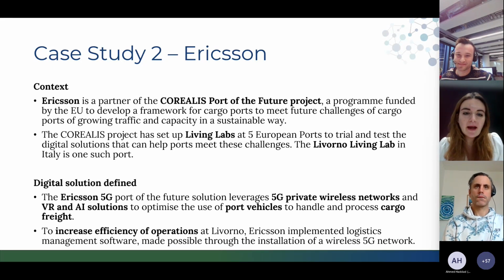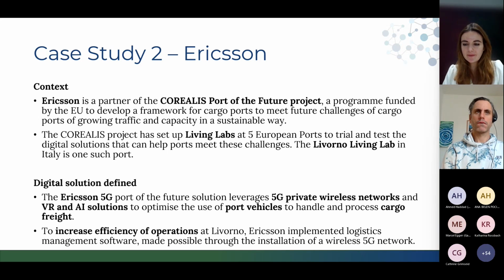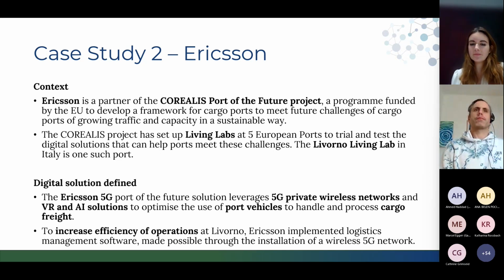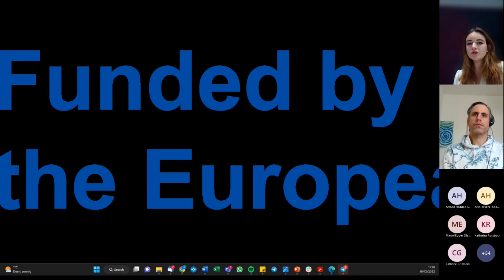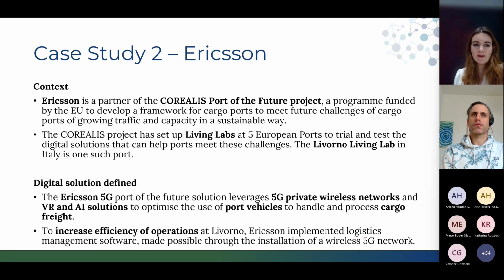So I'm going to run you through how we constructed the Ericsson case study calculator. If I start with the premise for the study, the calculator was based on the Coriolis Port of the Future project, which is a program that was funded by the EU. The purpose of this program is to build a framework for ports to help them meet future challenges of increased traffic and capacity concerns in a sustainable way by leveraging data and digital solutions. So the Coriolis project was set up across 5 European ports, of which the Livorno Living Lab was one of them.